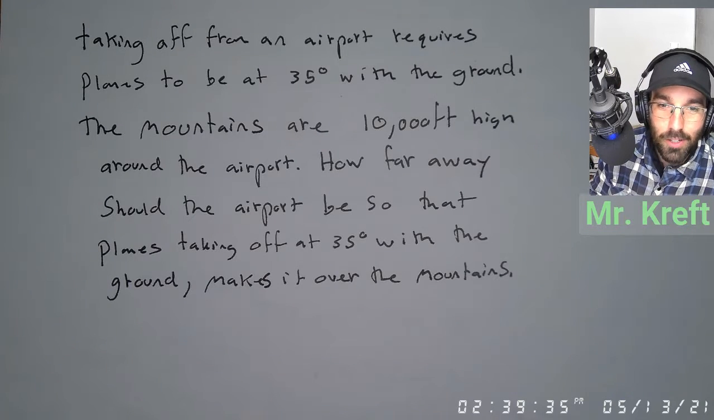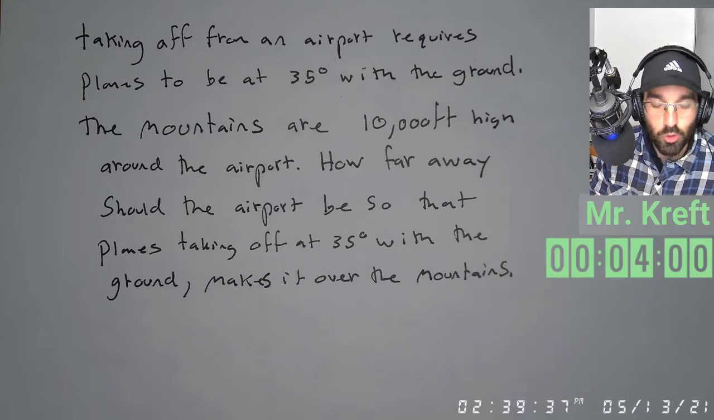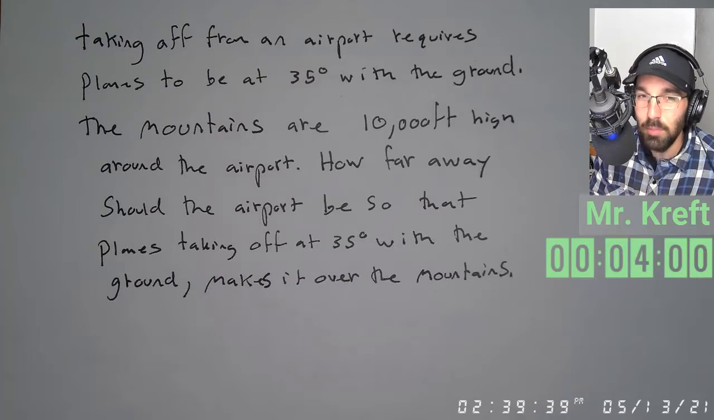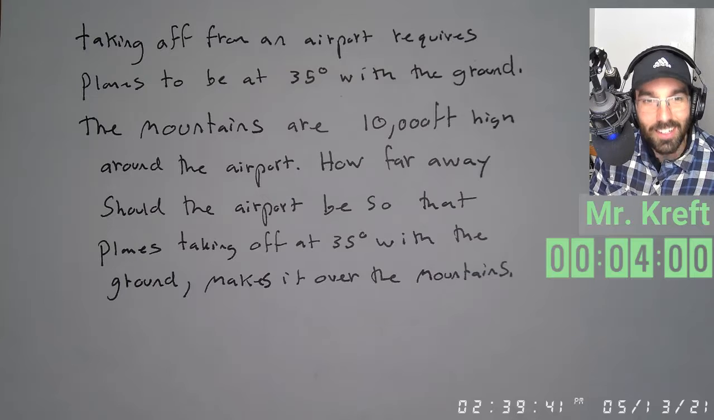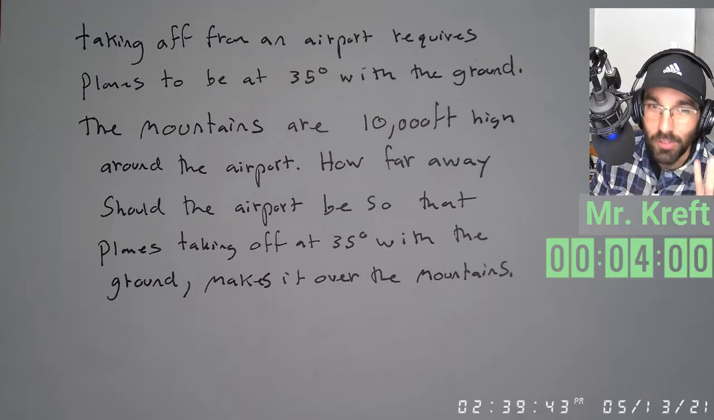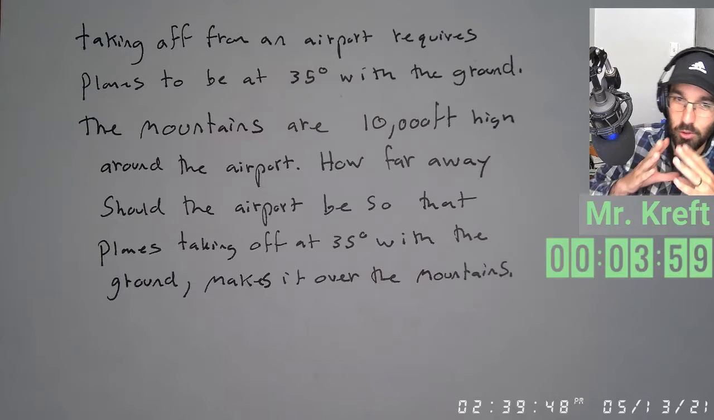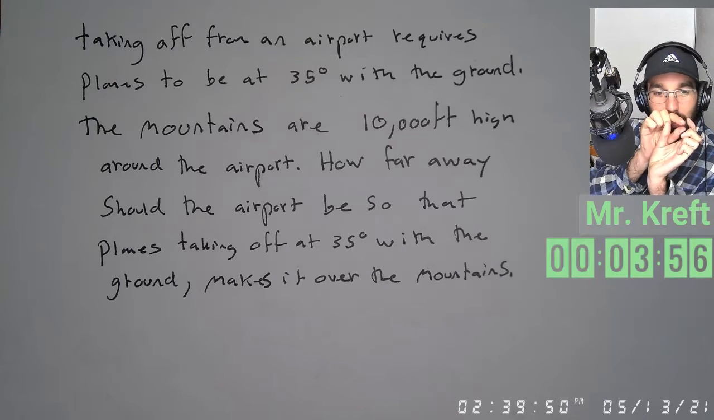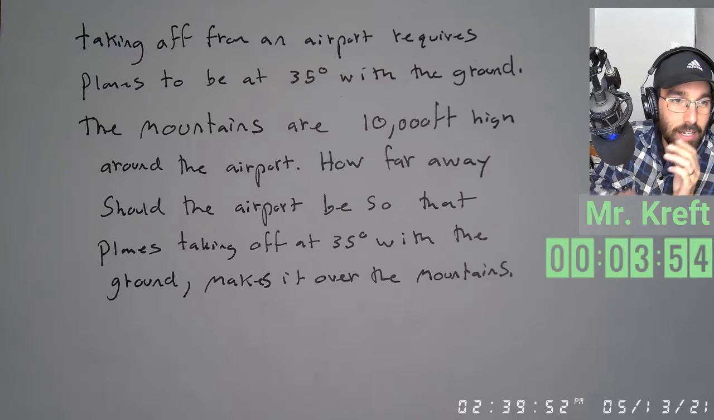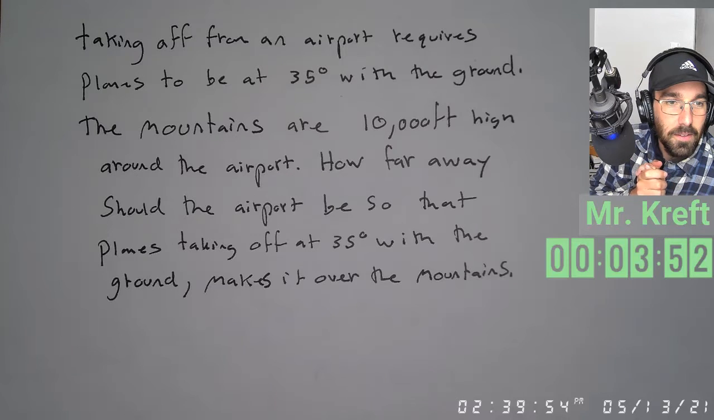So I'm going to give you guys some time. I want you to try to draw this as a picture. Now, obviously, the picture is not going to be drawn to scale. Try to draw a picture. Remember, it's going to be a right triangle. So try to draw this picture. You're going to have an airplane taking off. Did I make a mistake?